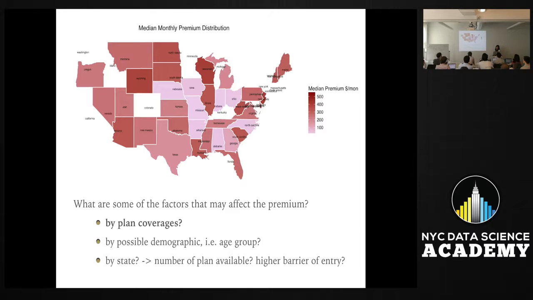Looking at this graph, I have a question: what are some of the factors that may affect the premium? By my assumption, the more coverage you get from an insurance, the more money you are going to pay. That's the first possibility, your plan coverage. The second possibility is the older you are, the higher the premium is going to charge you. And the third one is, if you're a resident of, let's say, New Jersey, are you bound to pay more than a resident of the state of Iowa? Those are the three questions I want to target for this presentation.